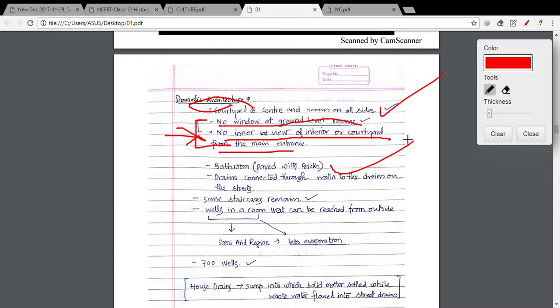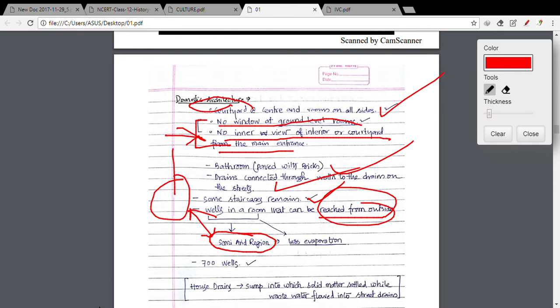Bathroom was there in each and every room. Drains were connected through the walls to the main streets. Some staircases were also there. Wells were there in a room that can be reached from outside, which also proves that semi-arid region and the collective approach of the people towards the lifestyle.